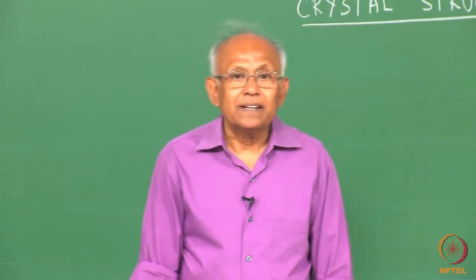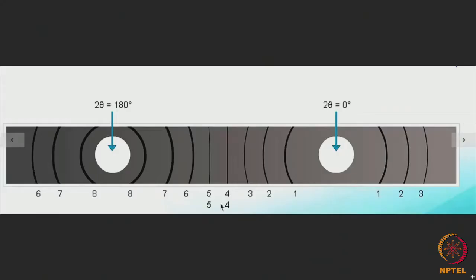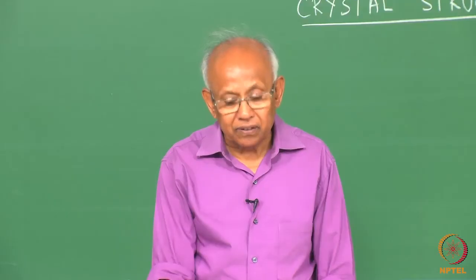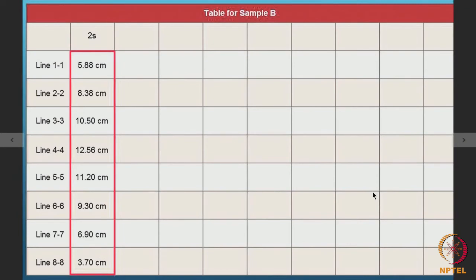Now, let us take a second example here. Say this is a powder pattern obtained from a material using a Debye-Scherrer camera, and these are the different line positions on the film. Now, as we have done in the previous method, we determine, or rather we measure, the value of 2θ for each line pair and write them down.